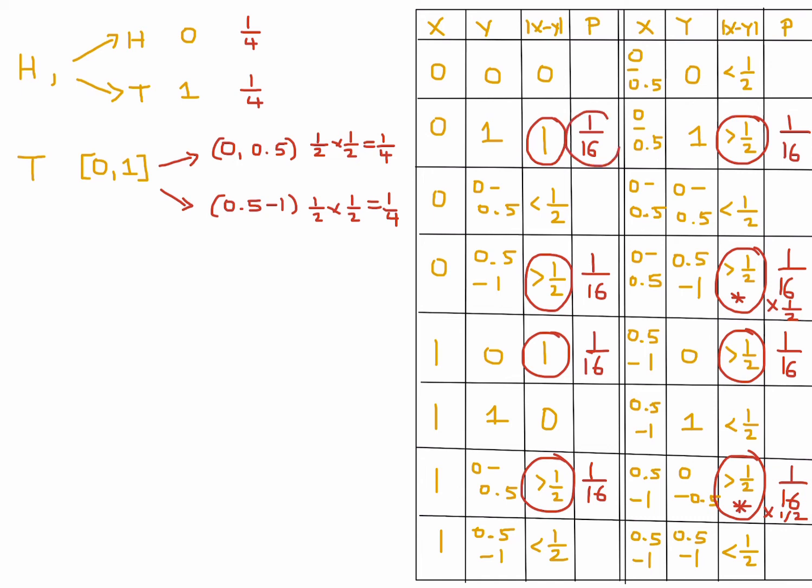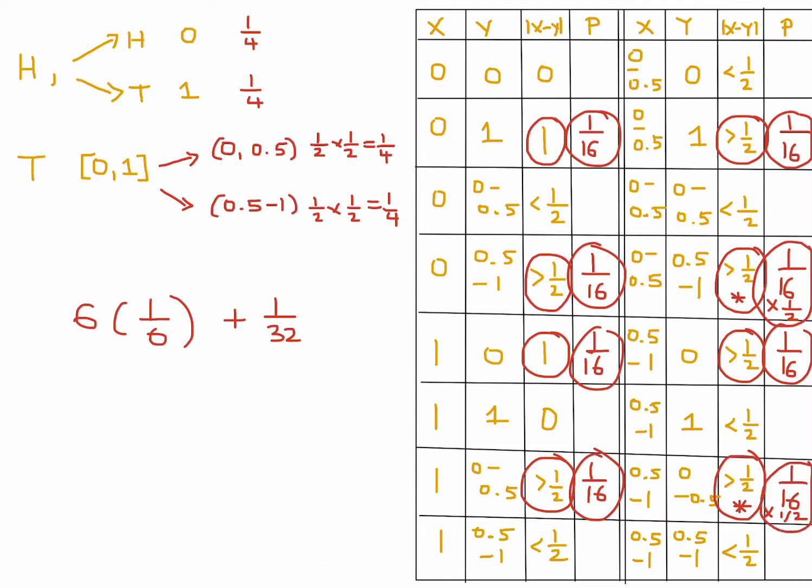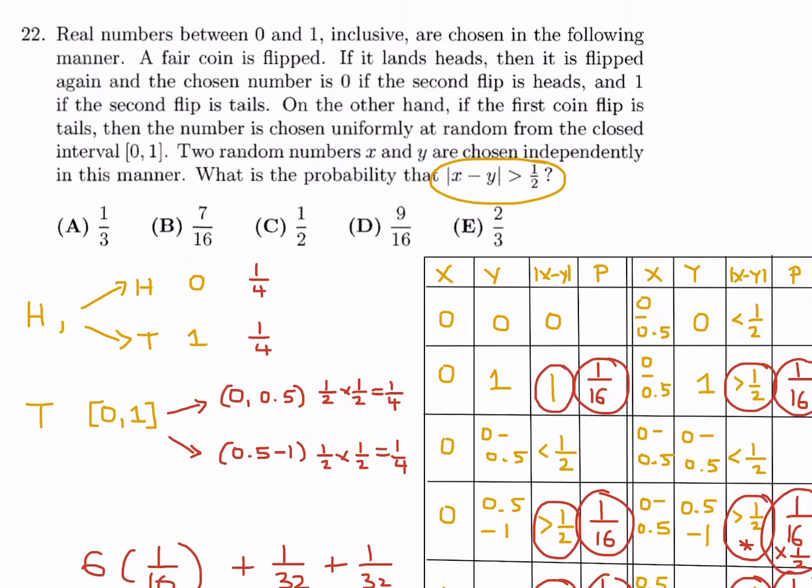We have 1, 2, 3, 4, 5, and 6 times 1/16. And then we have this guy, which is 1/32. And then this one, which is also 1/32. So this gives me 6/16. This is 2/32, which is 1/16. And that is 7/16. And that is the answer to number 22. 7/16, which would be B.